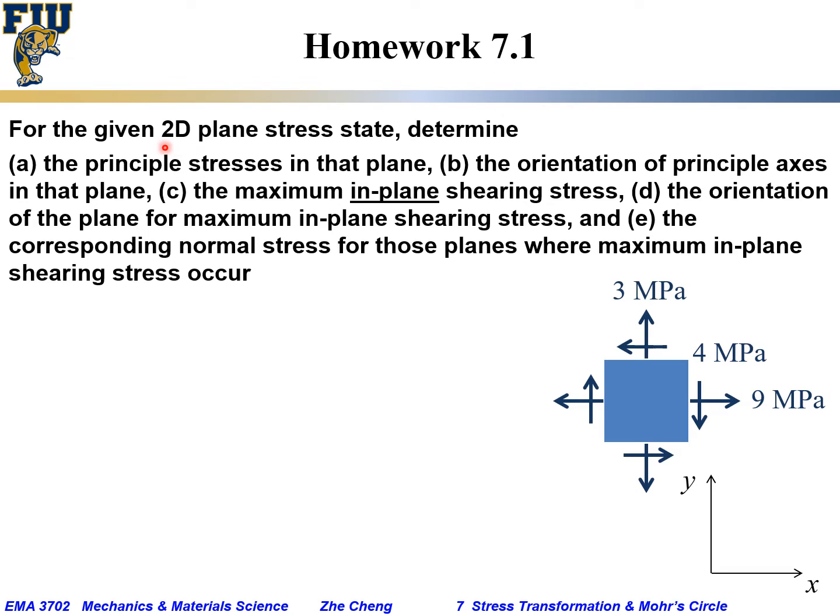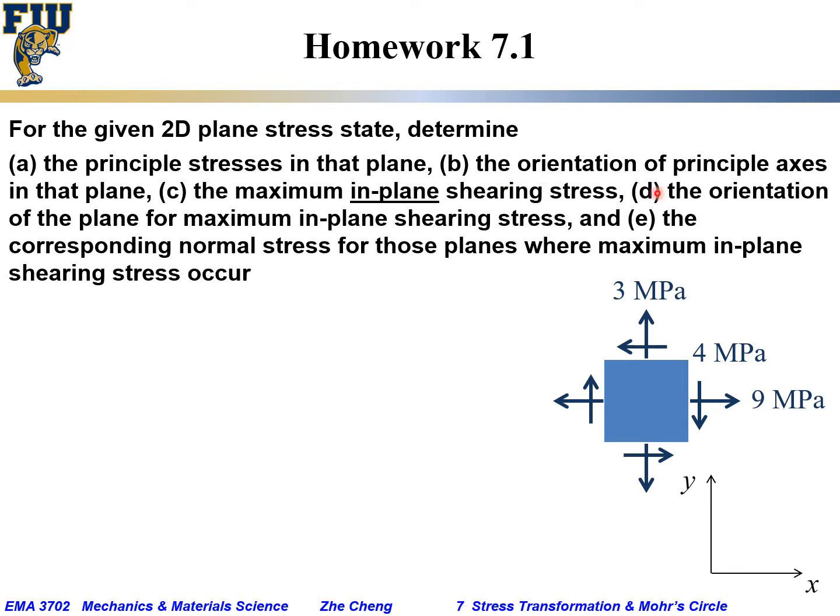7.1 For the given 2D plane stress state shown here: 9 megapascal tensile along X, 3 megapascal tensile along vertical Y, and 4 megapascal of shearing stress, as illustrated, going down in this plane, going the other way in the other plane. We want you to determine the principal stresses within that plane.